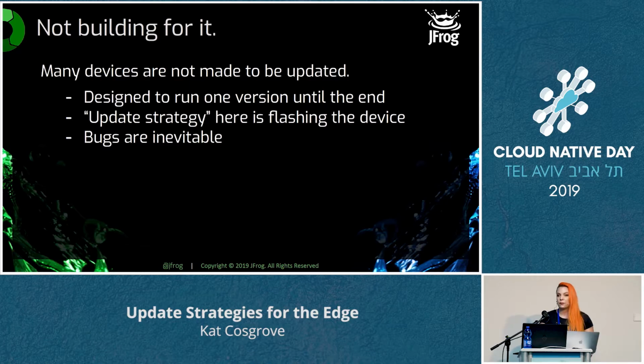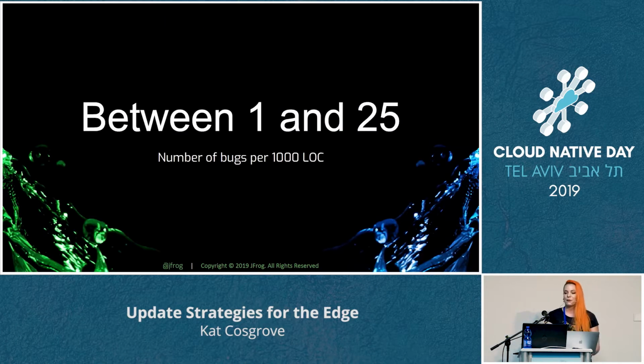This is dangerous because how often have you shipped a piece of software that has 0 bugs in it? Anybody ever done that before? No. Yeah, you shouldn't be that confident in your QA team, because there are between 1 and 25 bugs per 1,000 lines of code. So no matter how confident you are in your abilities and your QA team, there are bugs making it into production. It's just something we've got to accept and plan a way to deal with it.